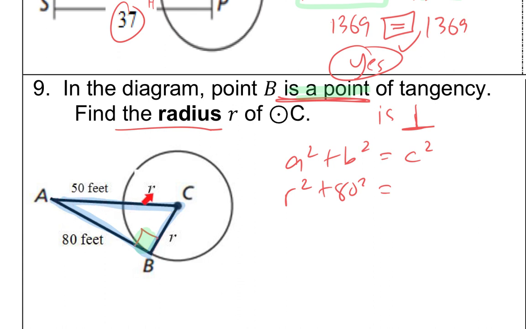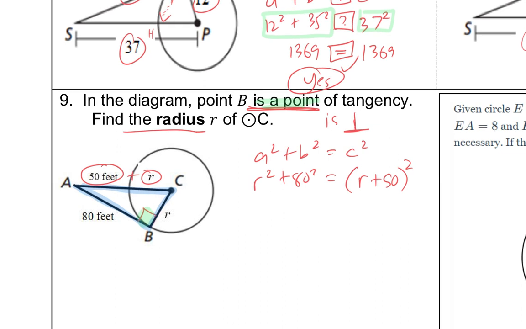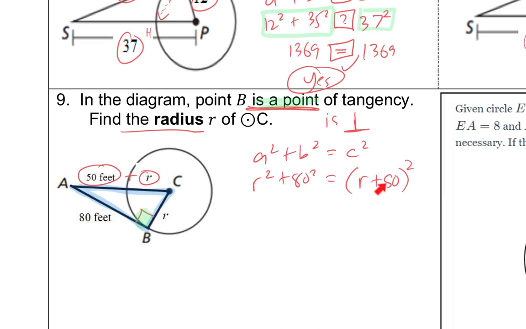This is the whole hypotenuse. It's not just 50, and it's not just r. It's 50 and the r. We've got to add both of those together. So let's put that as r plus 50, and that whole quantity is squared. Hopefully that makes perfect sense to you. The whole quantity is squared, so that's that whole side. It's not just 50, it's not just that. Now let's go and do the math on that.